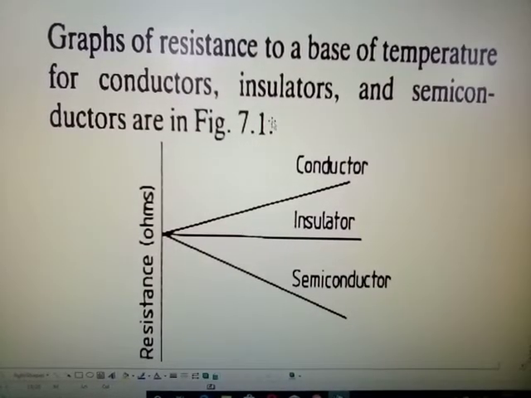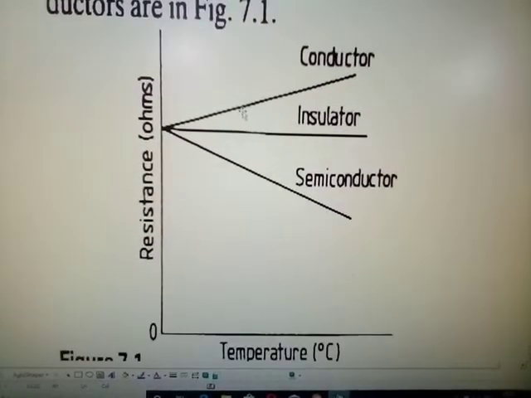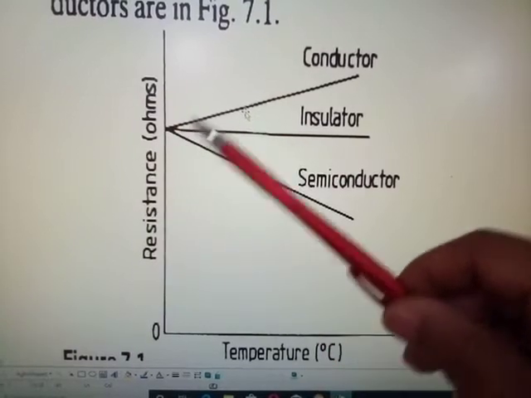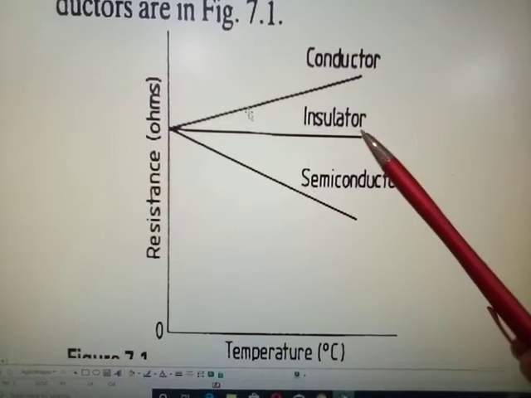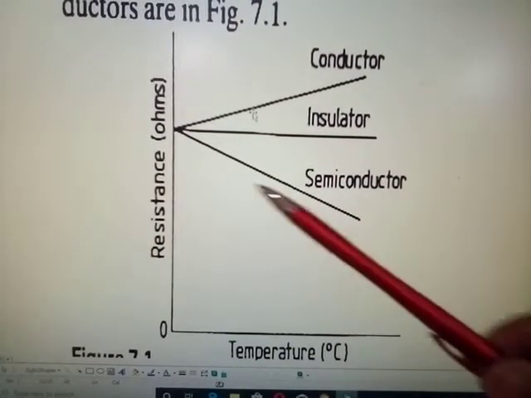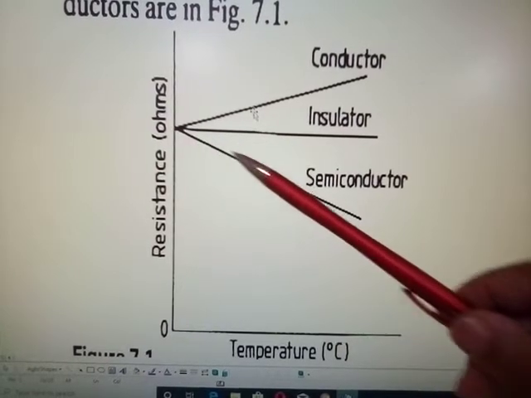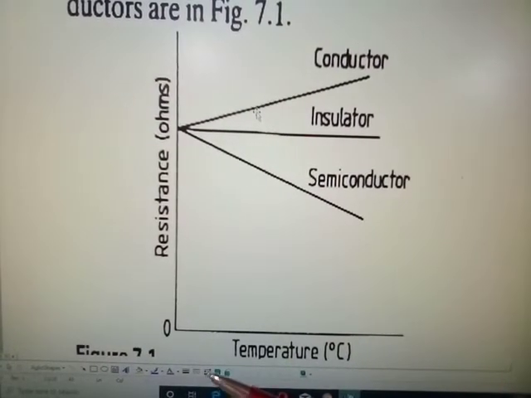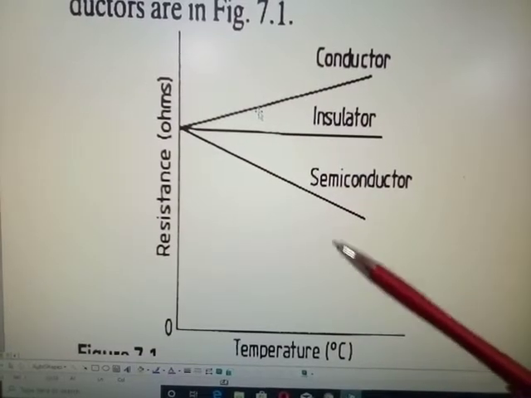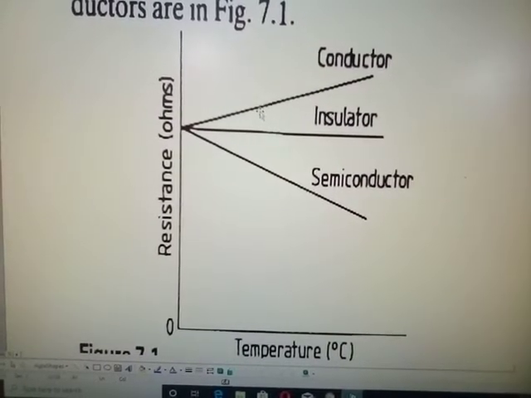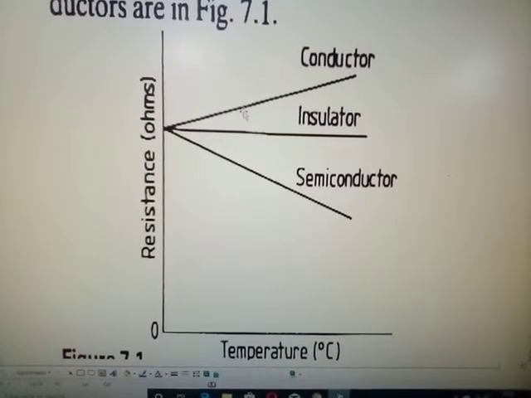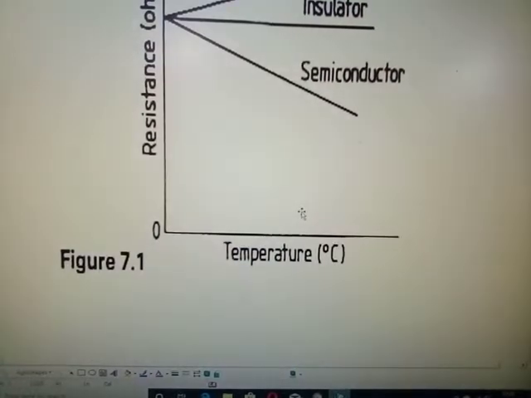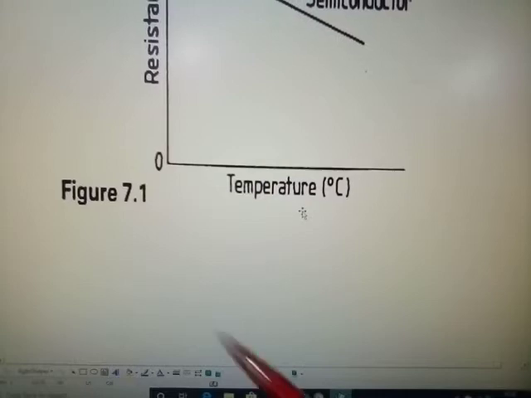Resistance, and all we're saying here is that the resistance of the conductor rises with temperature. So here the conductor rises, the insulator remains the same at a given temperature until it reaches the point of breakdown. But for the semiconductor, as the temperature increases, its resistance seems to decrease. So you can see that a semiconductor has quite valued properties. And again here, figure 7.1.